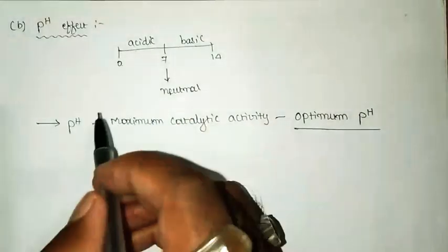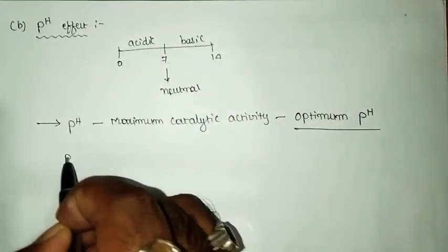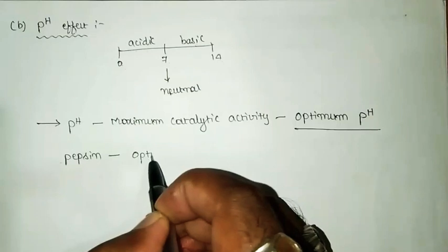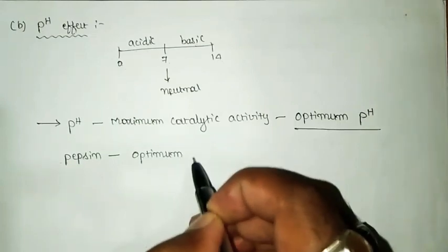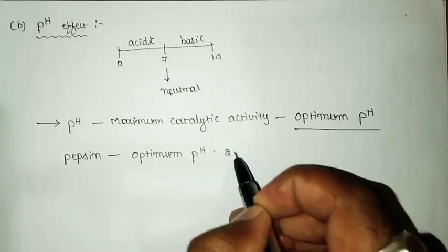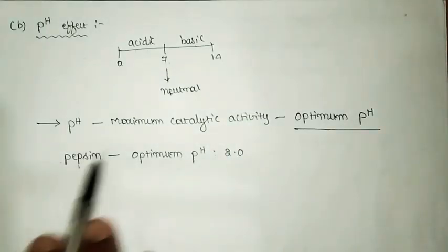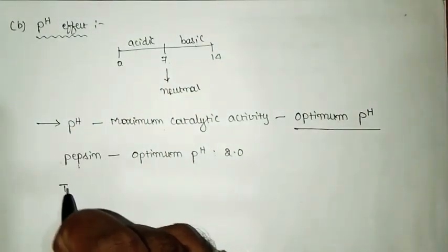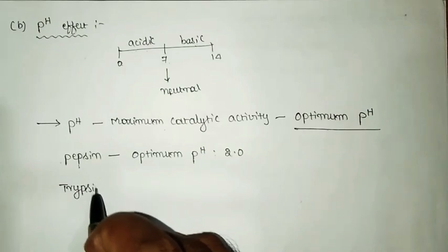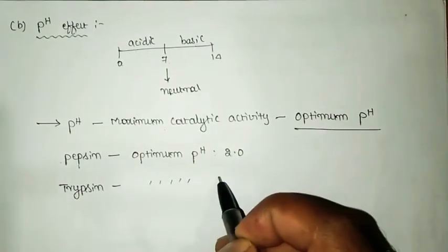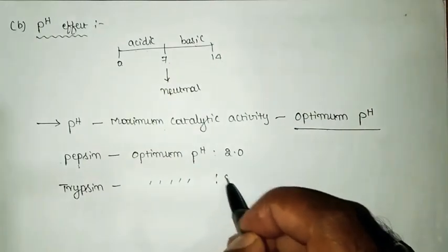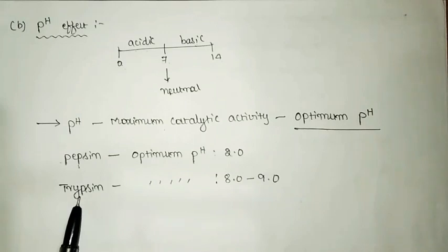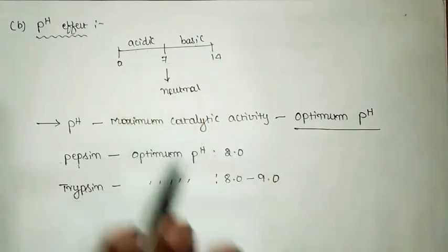Say, for example, the enzyme pepsin. Pepsin has an optimum pH value of 2.0. That means pepsin will show greater catalytic activity in acidic medium. And on the other hand, the other enzyme, trypsin, has an optimum pH value ranging between 8.0 to 9.0. That means trypsin will show maximum catalytic activity in a basic medium.